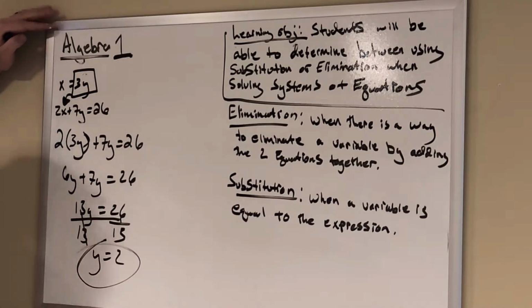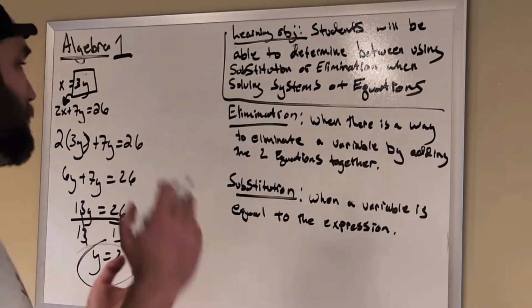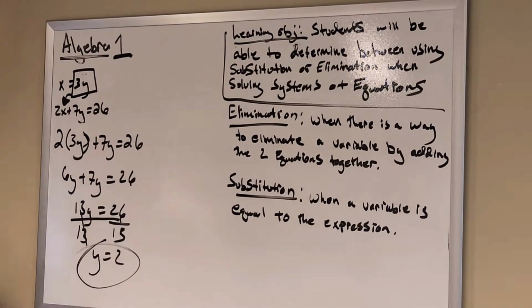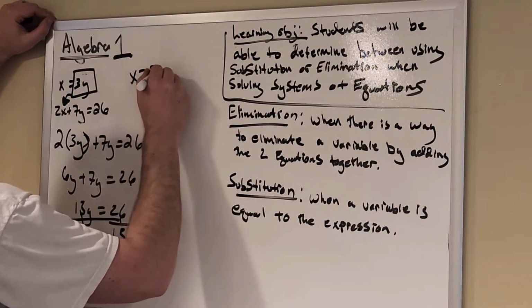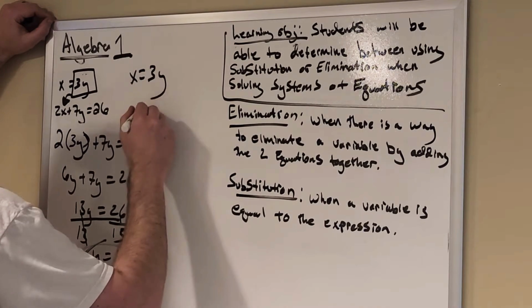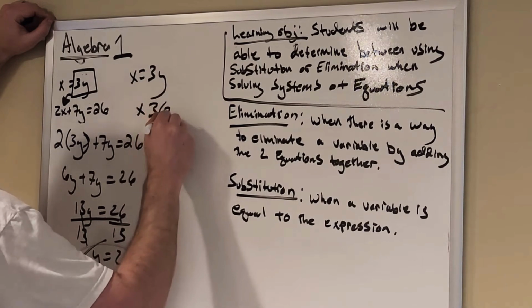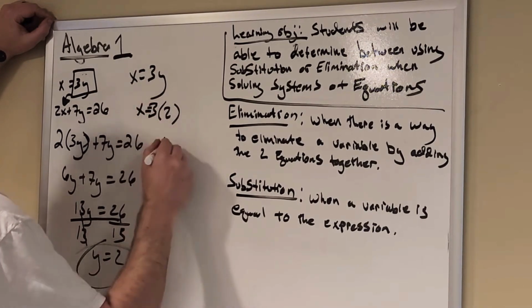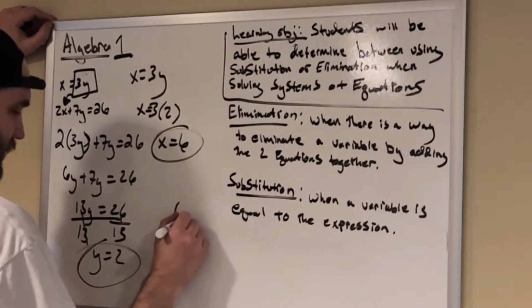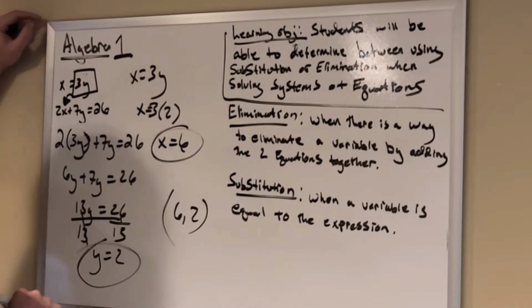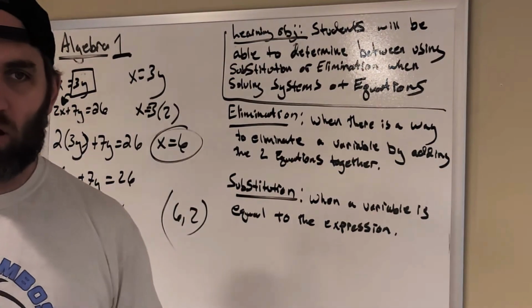Okay, that's my y value. Don't forget, we've got to plug it back in to find my x value. So x is equal to 3 times y, and we know my y value is 2. So x is equal to 6. So 6, 2 is my answer here.